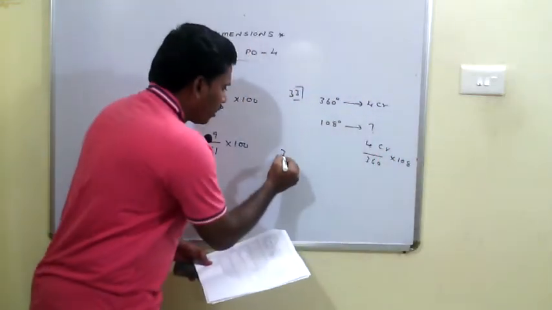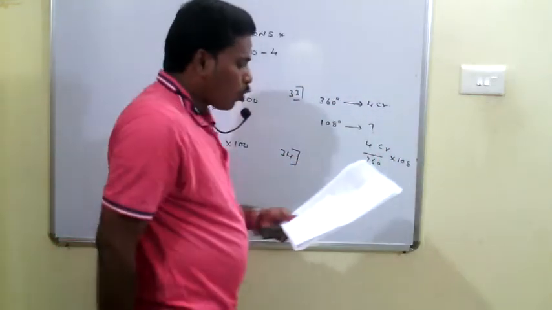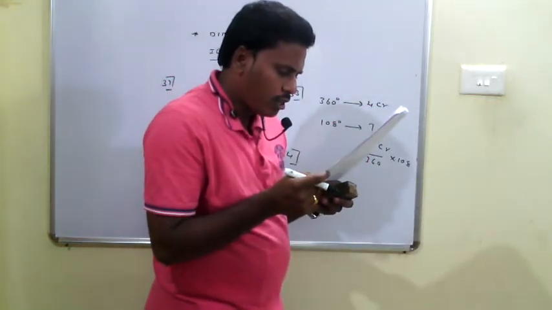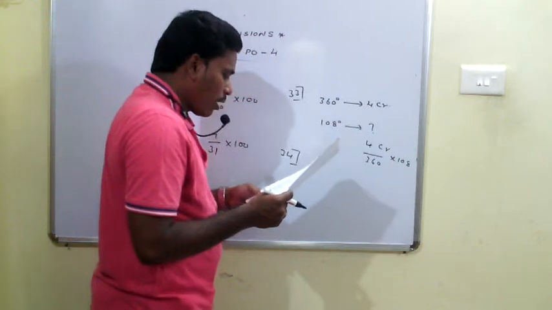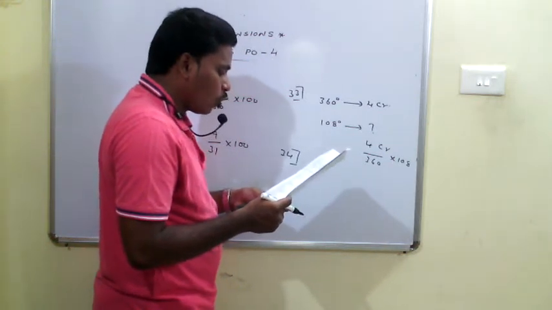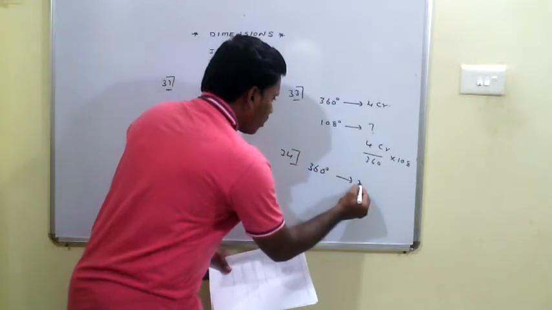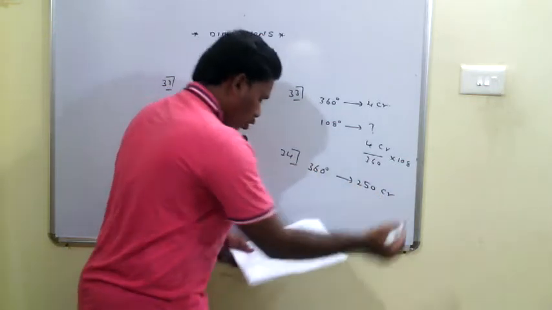Then coming to the 34th problem, if the total amount spent on sports during the year is 250 crores, that corresponds to 360 degrees. The value is given as 250 crores.